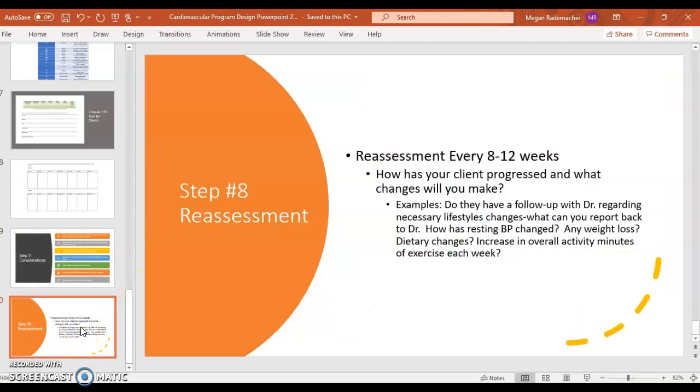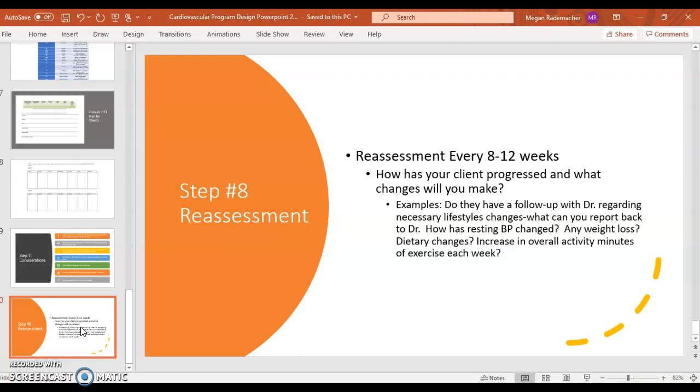And then step 8 is going to be reassess your client every 8 to 12 weeks. So how has your client progressed, and what changes will you make in order to continue to progress your client? Some examples of things that you might want to think about is if your client came to you and said, my doctor gave me 3 months to lower my blood pressure, or else I'm going to have to go on blood pressure medication. Okay, that actually happens a lot and very often. So think about what you could report back to the client's doctor. What necessary lifestyle changes have they been making?